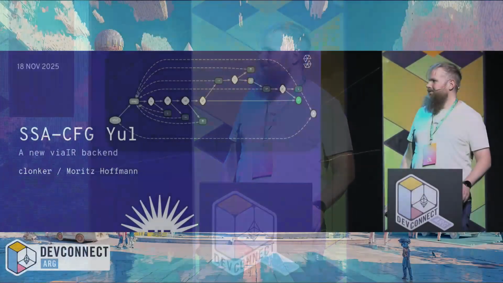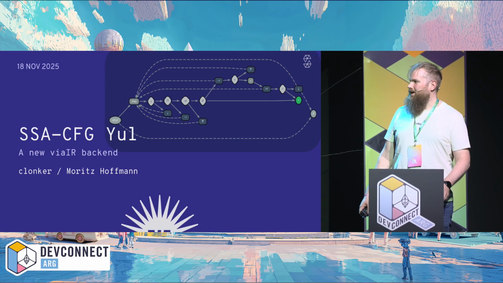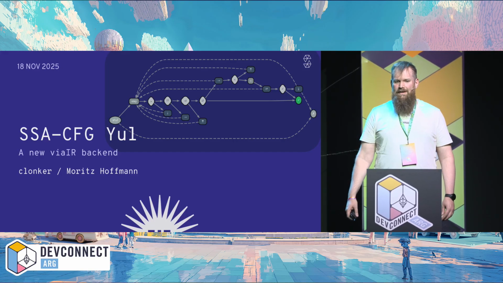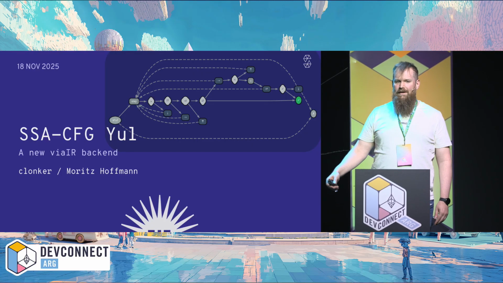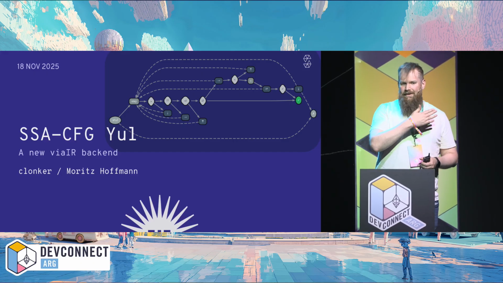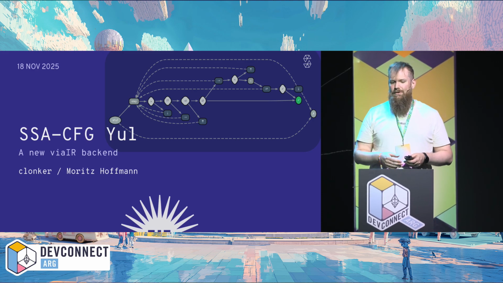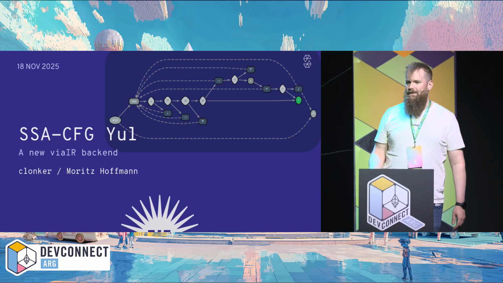I want to take you on a small journey into the depths of SOC and how we try to improve them, because right now we have a couple of problems with them. Part of that is what I like to call SSA CFG Yul, and the title is kind of a double title, at least the subtitle. A new viaIR backend, as in we take the viaIR pipeline and slap on a new stage after it, but in reality it is also a new IR backend. And I will tell you what that means really in a second.